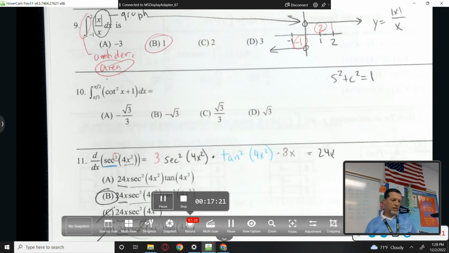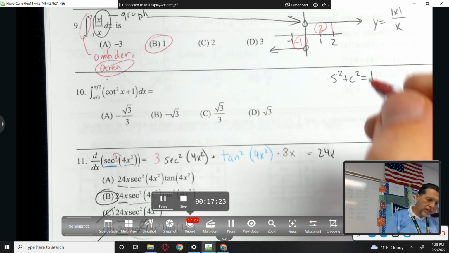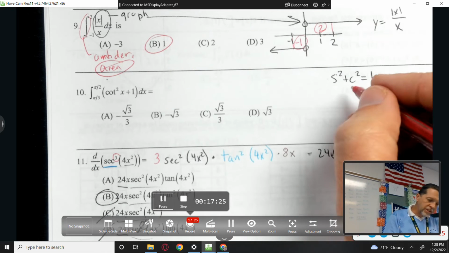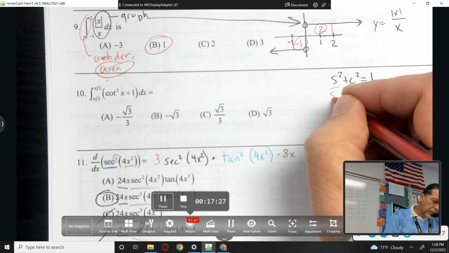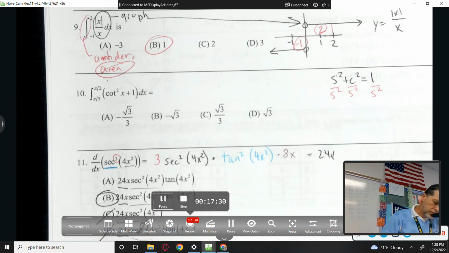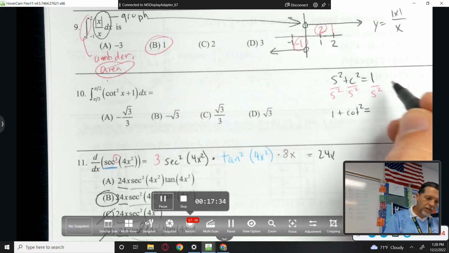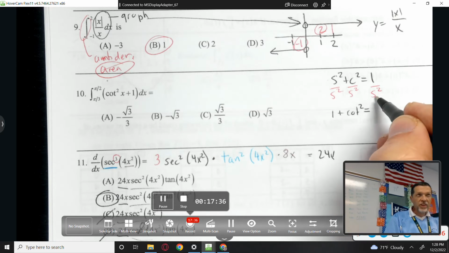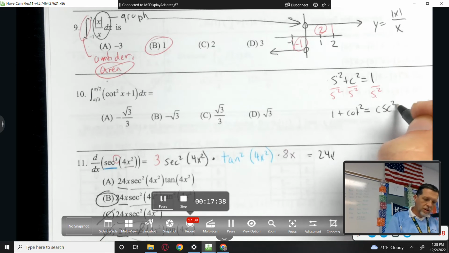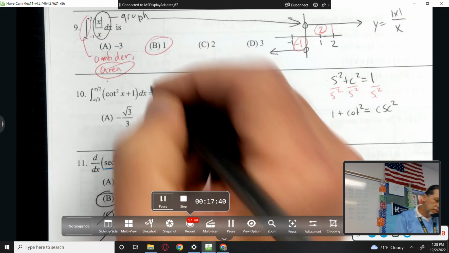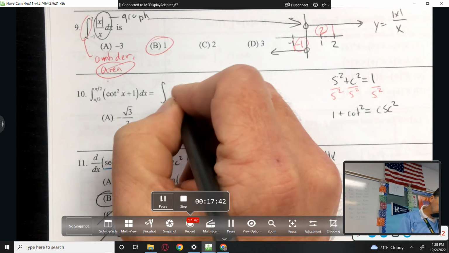If I want cotangent to show up, then I should divide by sine squared. So 1 plus cotangent squared is 1 over sine squared, which is cosecant squared. So that's the same as the integral of cosecant squared.